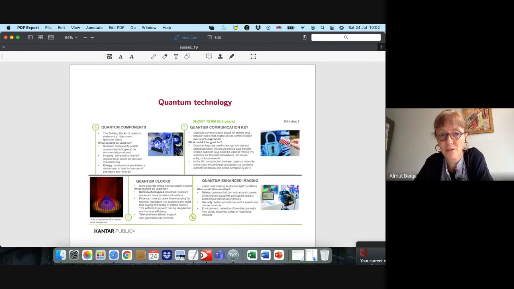Initially, when people thought about applications of quantum technology, it would be quantum communication, so if you use entangled photons. There are already many quantum crypto companies that are selling cryptographic devices.